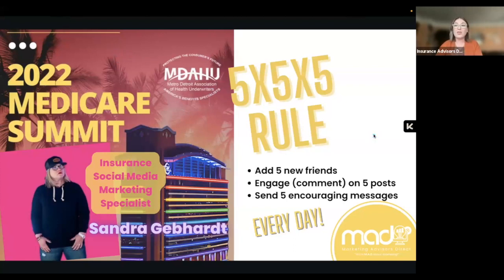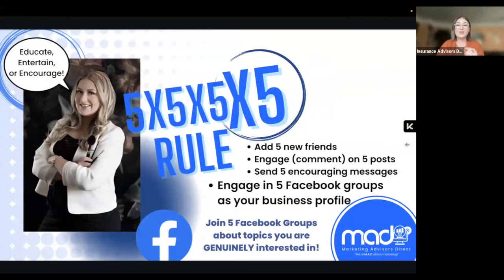So Sandra's rule of thumb is that every day you're going to add 5 new friends. You are going to engage or comment on 5 posts every day, and then send 5 encouraging messages through Facebook Messenger every single day. You have to stay consistent. Now, I'm going to add one more thing to this rule. We're going to add 5 new friends, engage or comment on 5 posts, send 5 encouraging messages, and engage in 5 Facebook groups as your business profile every single day.